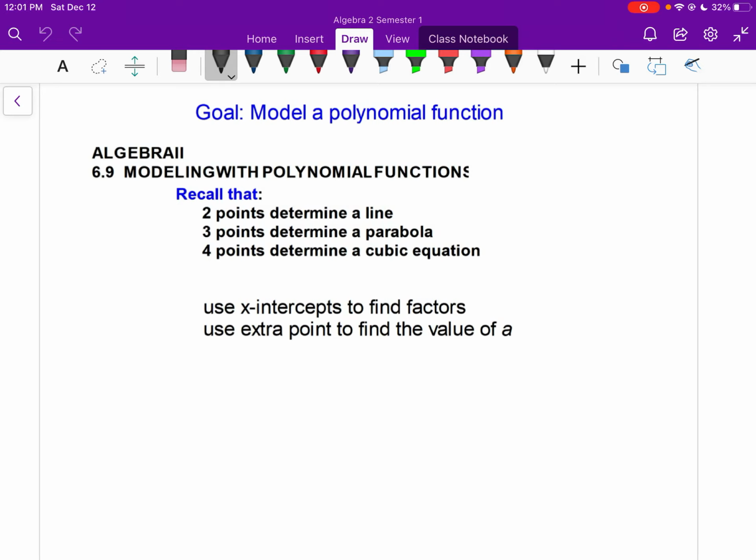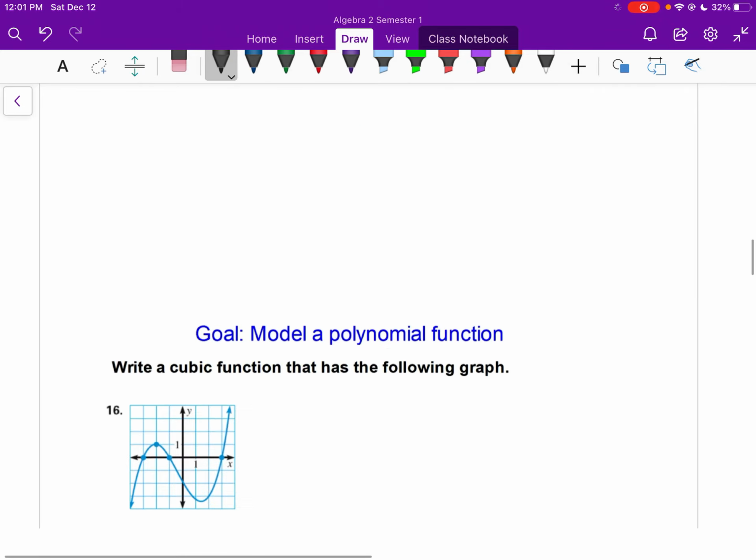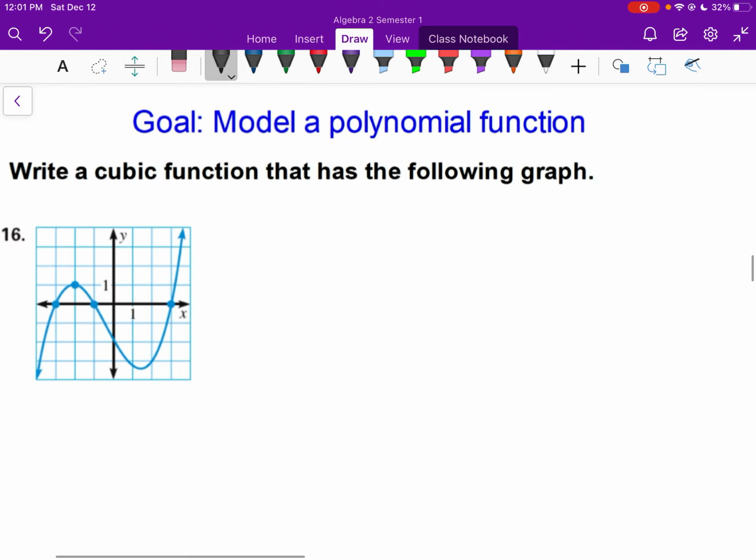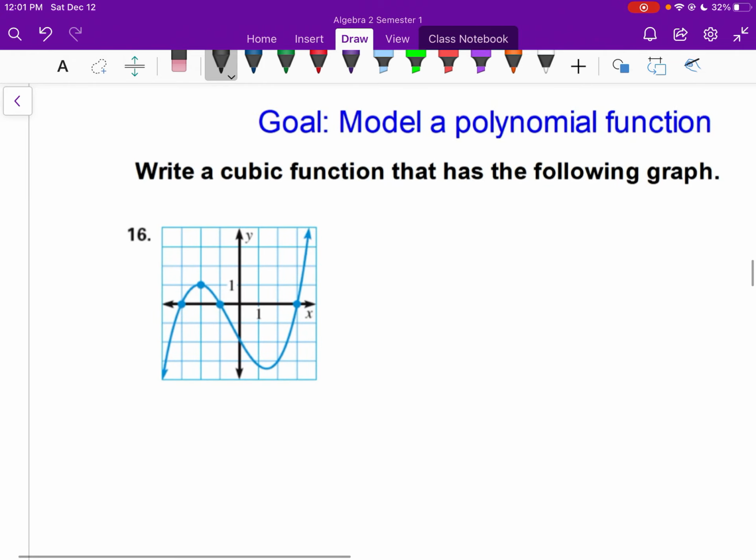So what we're going to do is use those x-intercepts to find the factors, and then use that extra point to find the a value. So what you need to remember: f of x is equal to a times x minus p times x minus q, and if we go beyond that quadratic, times x minus z, whatever variable you want to use. But the big thing is being able to write the factors given those zeros, and then using that extra point to find that a value. Okay, so write a cubic function that has the following graph.